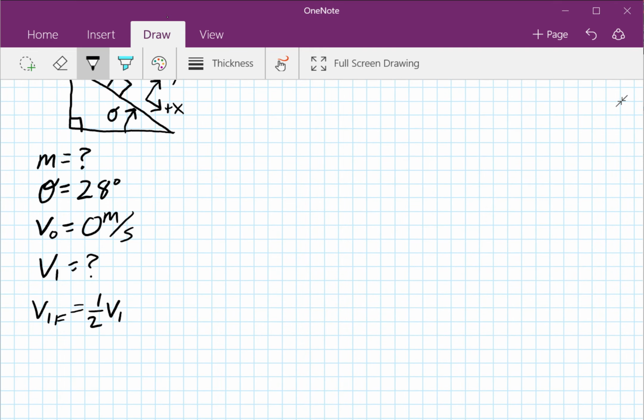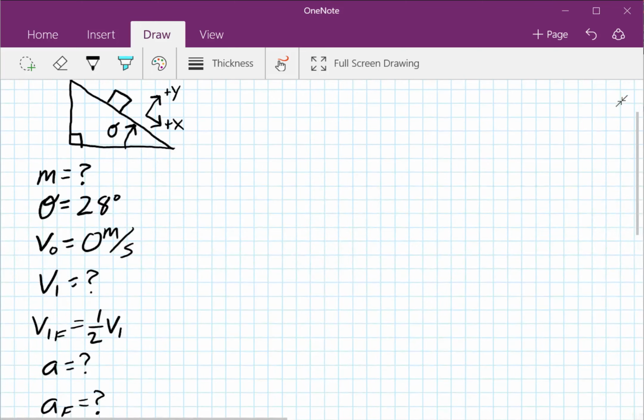And we don't know the acceleration without friction. And we don't know the acceleration with friction. So I'm using F to mean it has friction, and without the F, it's just without friction. So those are the variables I know.